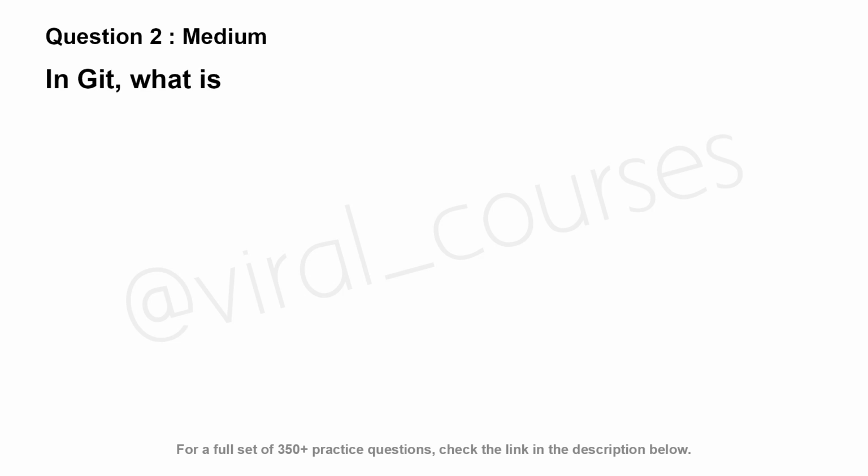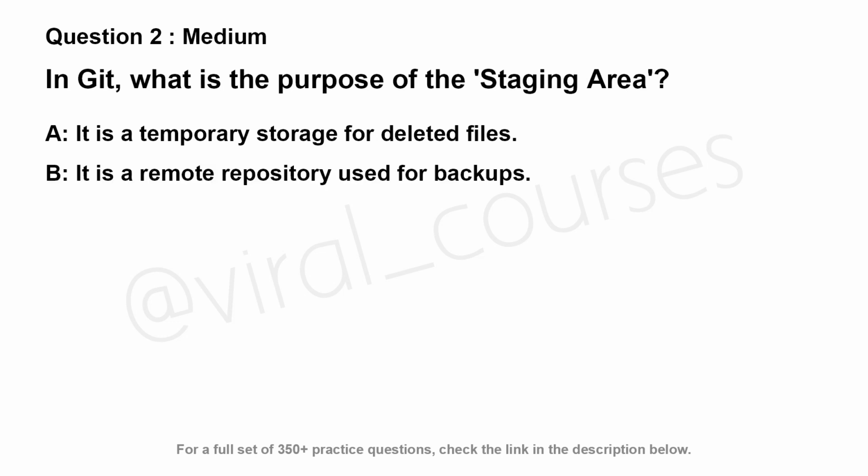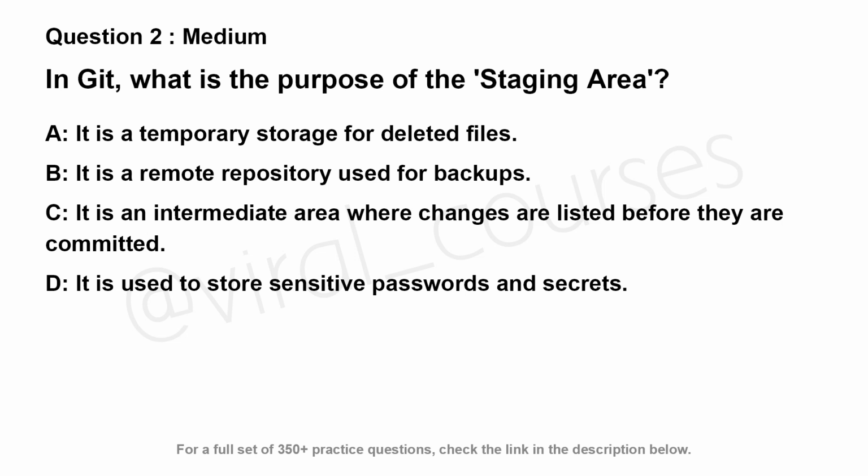In Git, what is the purpose of the staging area? Option A. It is a temporary storage for deleted files. Option B. It is a remote repository used for backups. Option C. It is an intermediate area where changes are listed before they are committed. Option D. It is used to store sensitive passwords and secrets.